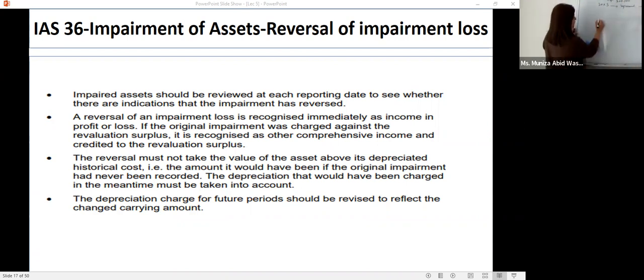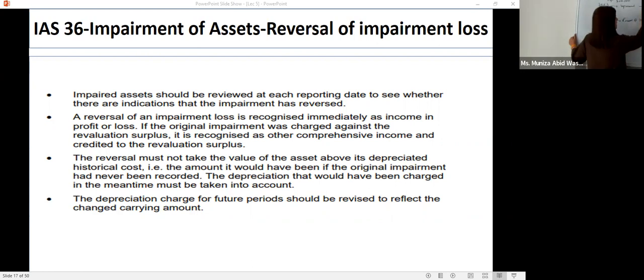Now in 2005, we again see that the recoverable amount is more than the carrying value. It means that the impairment has to be reversed now. So in 2005, we see that there is a reversal of impairment.